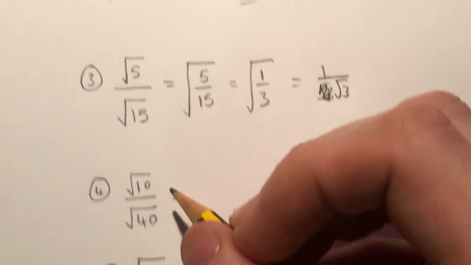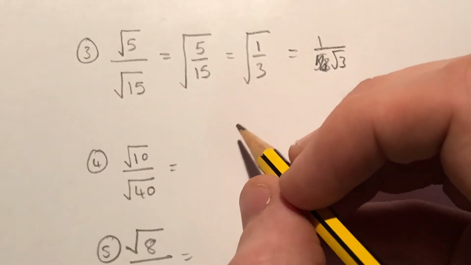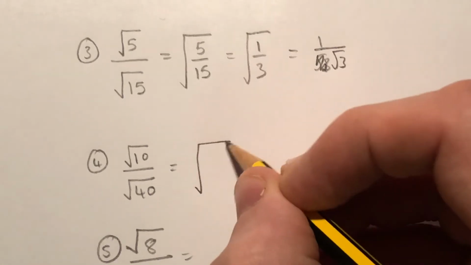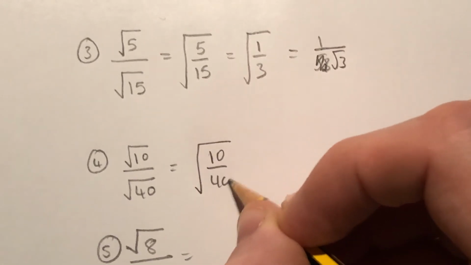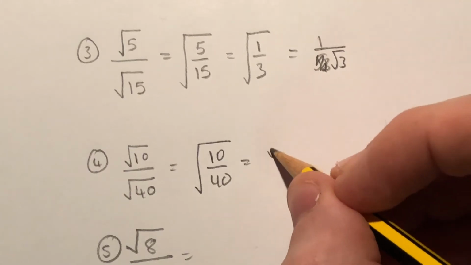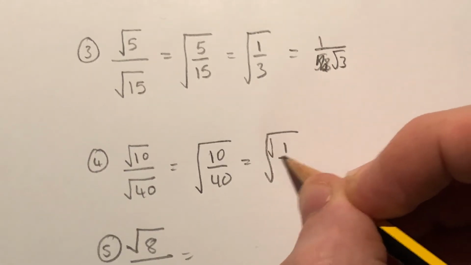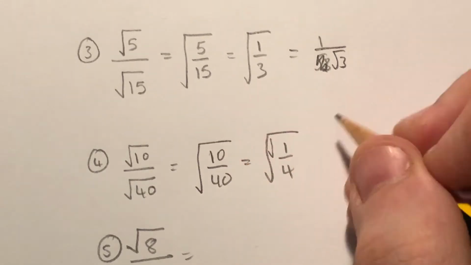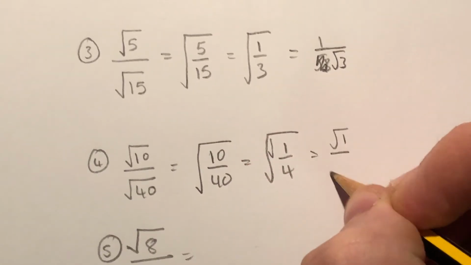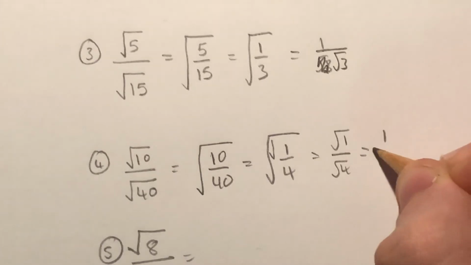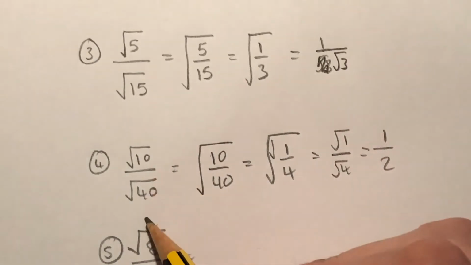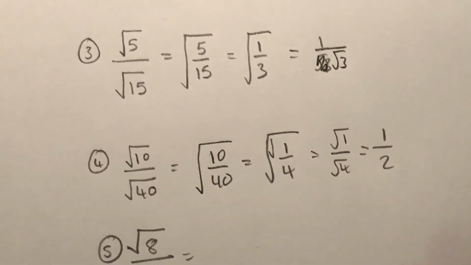Root 10 upon root 4 is the next example I want you to see. I could rewrite that as being the square root of 10 over 40, which I know is the square root of 1/4, because I divide top and bottom by 10. Root 1 upon root 4 is 1 over 2. So the square root of 10 upon square root of 40 is 1/2.